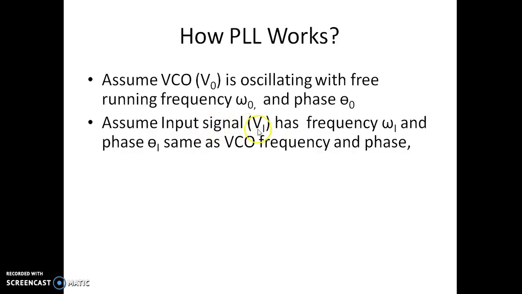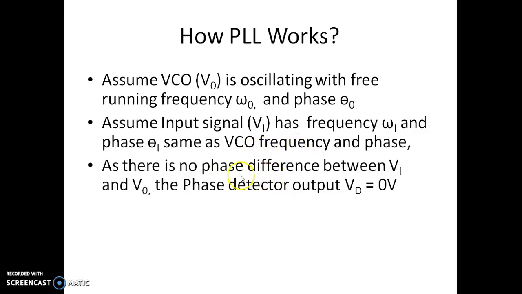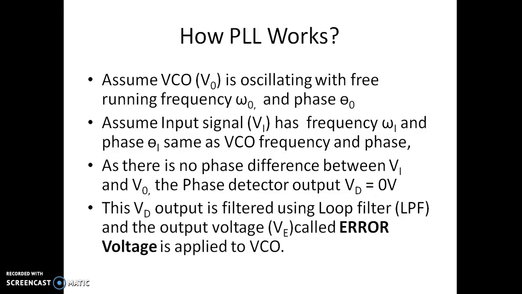And assume that input signal Vi has a frequency omega I and phase theta I, which is the same as the frequency and phase of the VCO waveform. That is, assume the input signal is exactly the same as the reference signal in terms of both frequency and phase. As there is no difference in the phase, Vi and V0 are the same, the phase detector output is 0 volt. So there is no detection happening because there is no difference. The output voltage is 0.